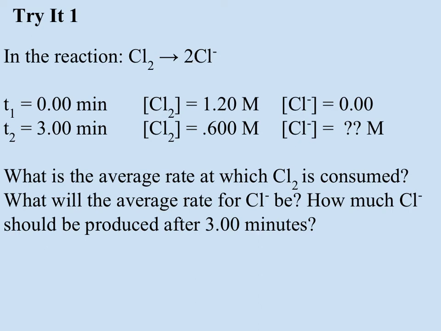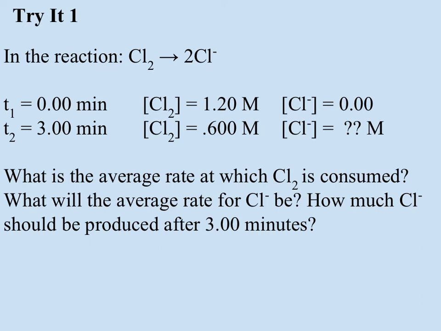So for the try it, I've given you a little more information. If Cl2 is becoming 2 Cl minus ions, negative ions, and at 0 minutes there's 1.2 moles per liter of Cl2, but 0 moles per liter, I'm sorry, I should have an M here, of the Cl minus, and after 3 minutes the Cl2 is down to 0.600 moles per liter, and Cl minus we don't have a measure of. I've asked you 3 questions here.